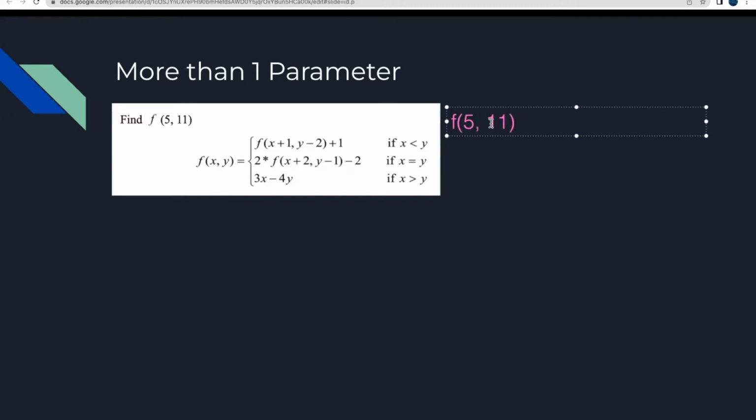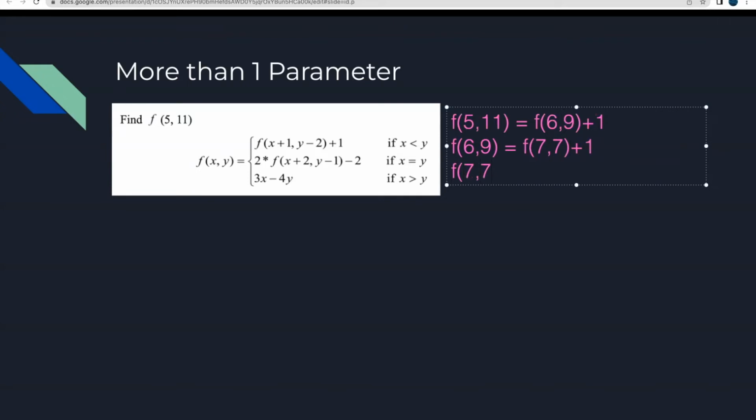F of 5, 11. Well, you see this fulfills the first statement here, x is less than y, 5 is less than 11. So we're going to get f of x plus 1, which is 6, y minus 2, so 11 minus 2, 9. F of 6, 9. X is still less than y, so we're going to continue doing this.